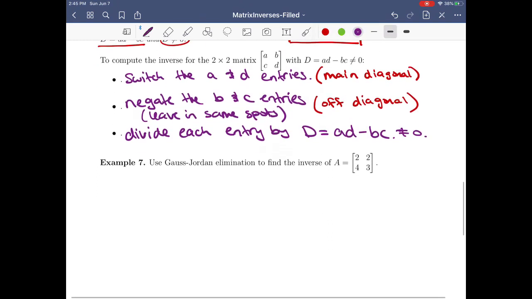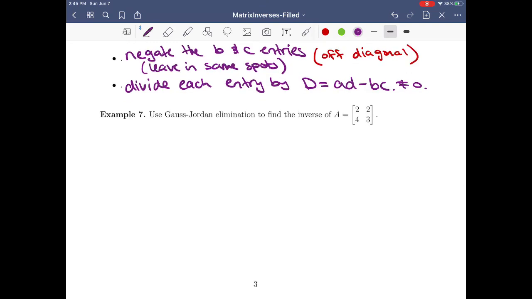So let's just do a couple of examples. Here's a 2 by 2 example. Let's just use the formula first, even though it says to do the Gauss-Jordan method. If I use the formula, let's compute D first. It's going to be 2 times 3 minus 4 times 2. So you multiply and then subtract those products. This is 6 minus 8, which is minus 2. So it's not 0, that's good.